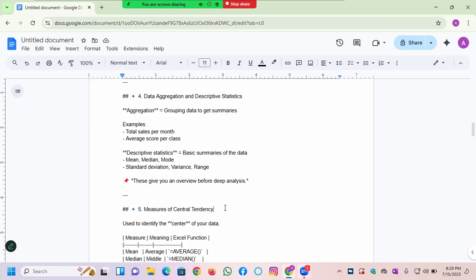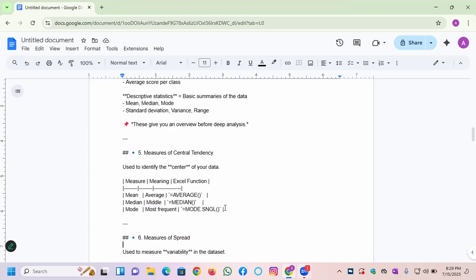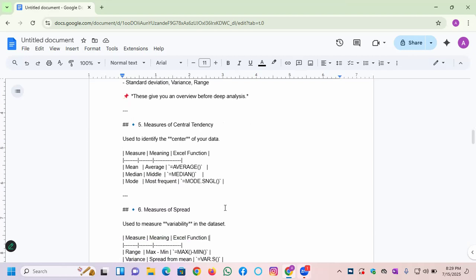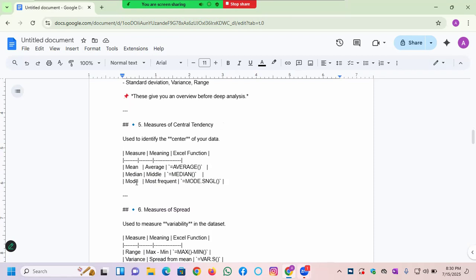So now we also have measure of central tendency. When you are talking of measure of central tendency, you are still talking about mean, median, mode. That is the measure of center. And what are examples of measures of center? The mean, the median, the mode, right? So those are the measures of central tendency.